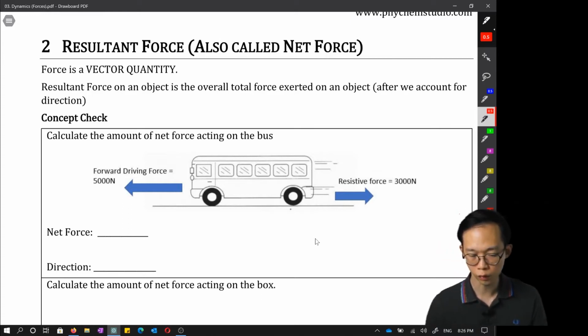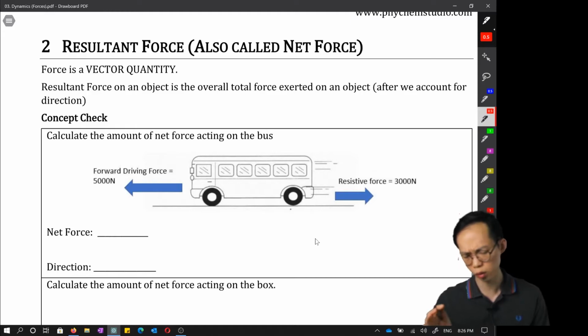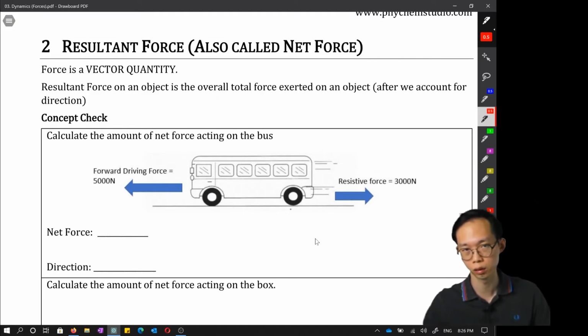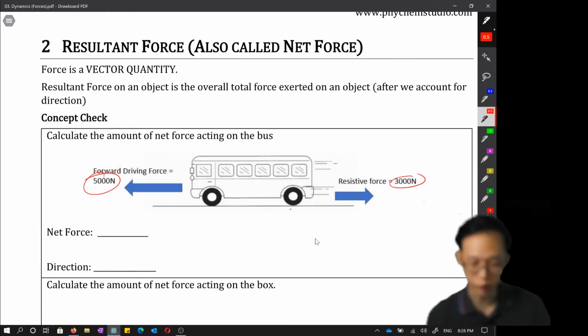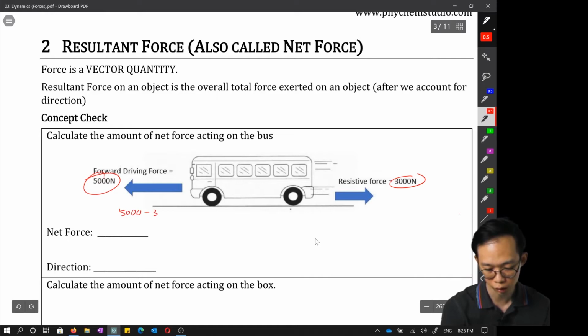It's pulling in the opposite direction of the driving force. Very often what we want to find is the overall effect that these several forces have on our object. Intuitively, just by looking at the diagram, you will be able to guess that since they are pointing in opposite directions, they are going to cancel each other out. Partially, not fully, because the sizes are not the same. One is 5,000, one is 3,000. This size of the force is basically what we call the magnitude. So for the net force, you will think they cancel out partially, so it should be 5,000 minus 3,000 equals 2,000 newtons.